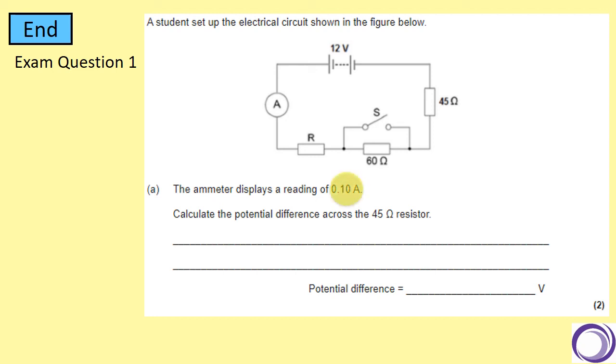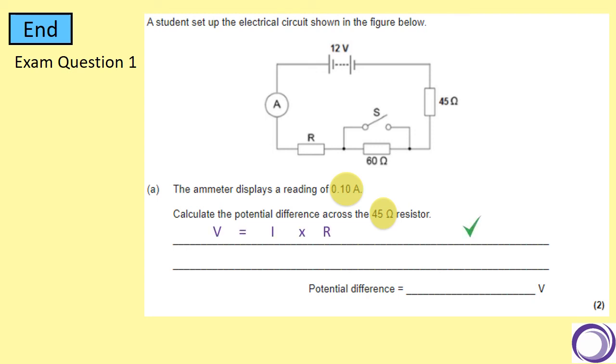So it tells us it's 0.1 amps flowing in that circuit. So it's not giving us the value next to the ammeter or in the ammeter. It's just told us that it's 0.1 amps. So that current is the same everywhere. So that means we have 0.1 amps flowing through our 45 ohm resistor. So that's what we're bothered about. So we've got 0.10 amps, and we've got 45 ohms.